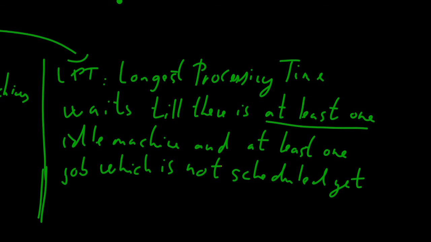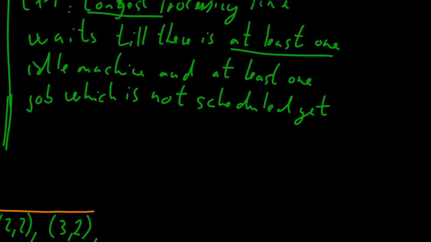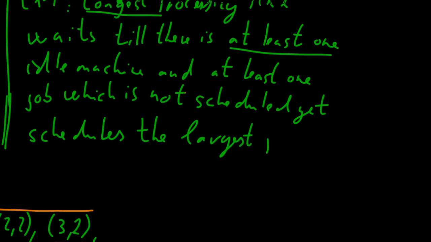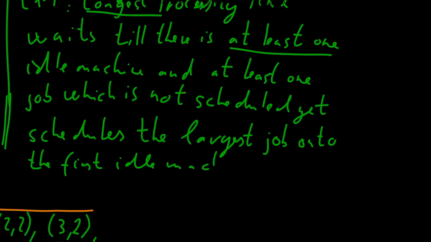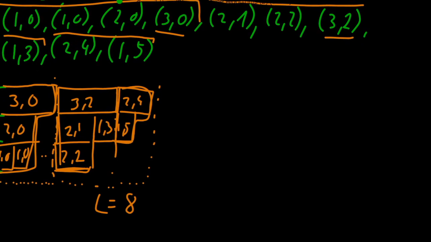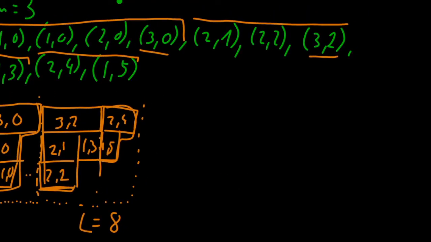And then the longest processing time means that it will schedule the longest, the largest job onto an idle machine. So it's onto the first, if there are more idle machines, onto the first idle machine. And basically that's all what the online LPT algorithm does. So let's just run this algorithm here.